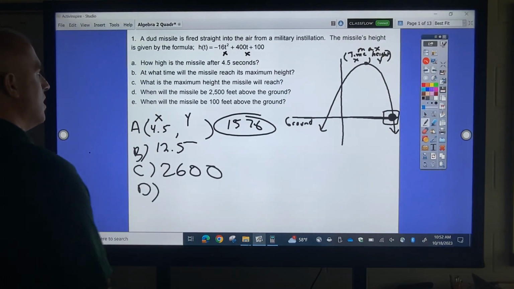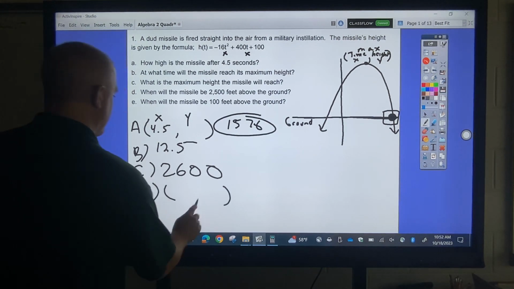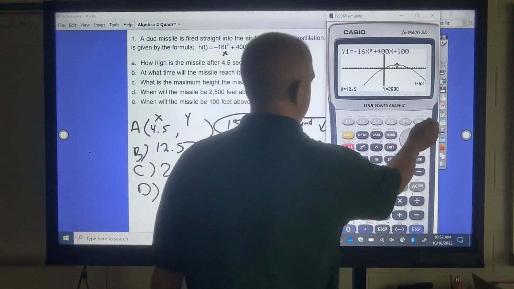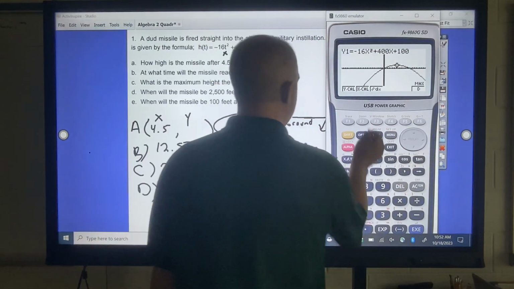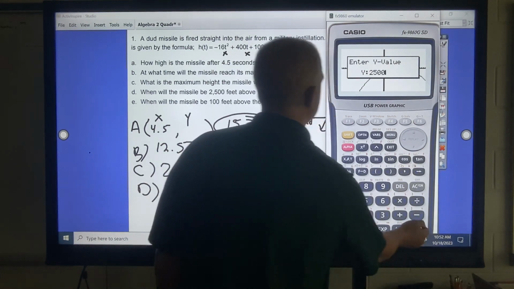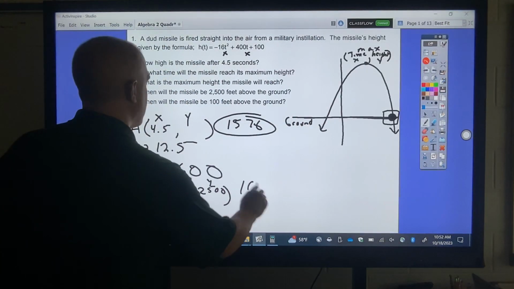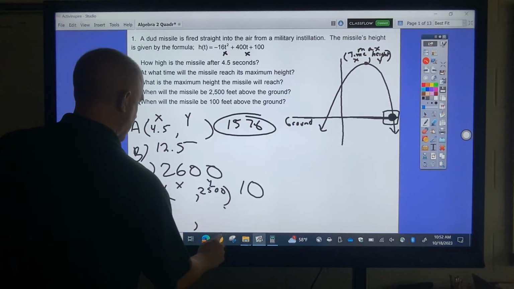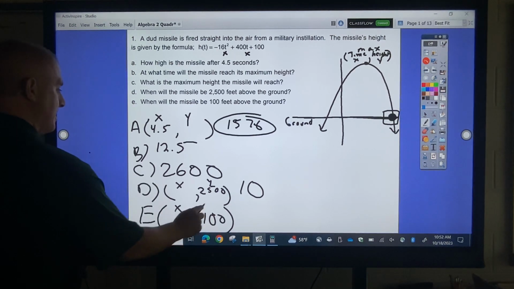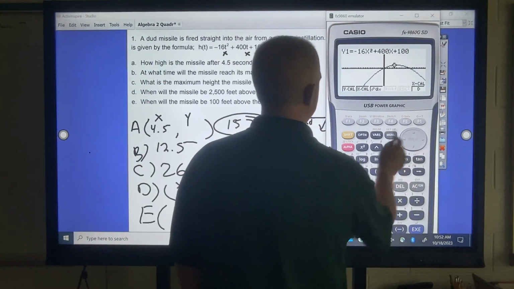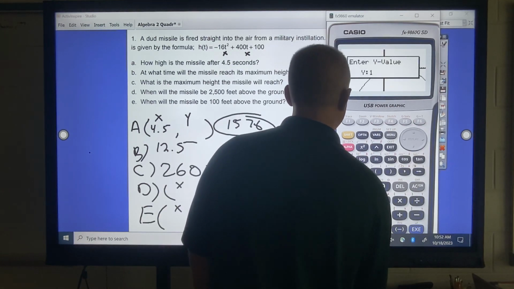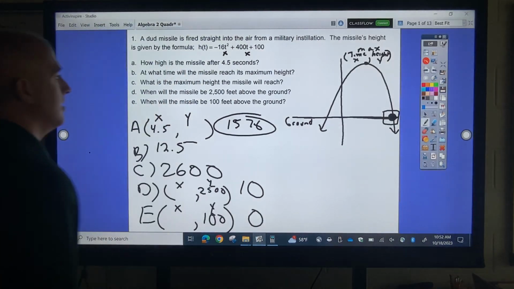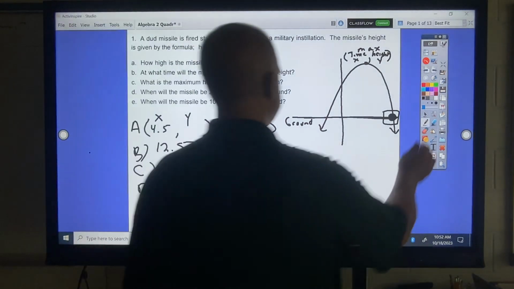Part D, when will the missile be 2,500 feet above the ground? Well, 2,500 feet is the y, so we have to calculate the x. So G-solve x-cal, and I put that 2,500 in, and it's going to be 10. When will the missile be 100 feet above the ground? Once again, that's going to be 100, and I'm going to calculate the x. So G-solve x-cal, and I'm going to put in 100, and that's going to be 0 in this case.